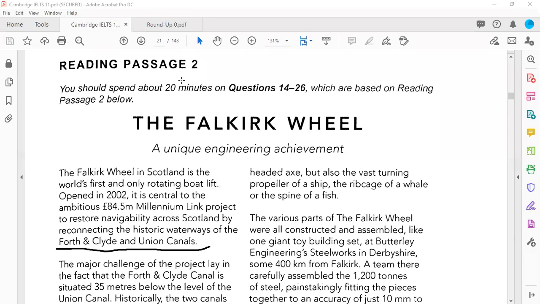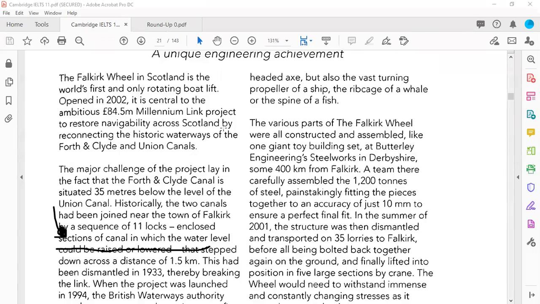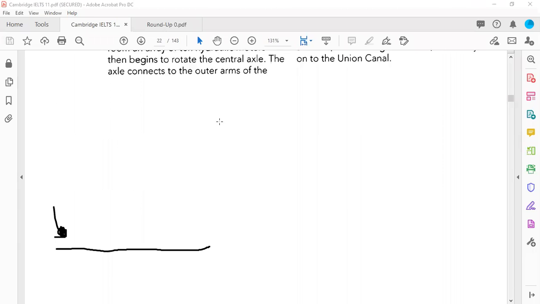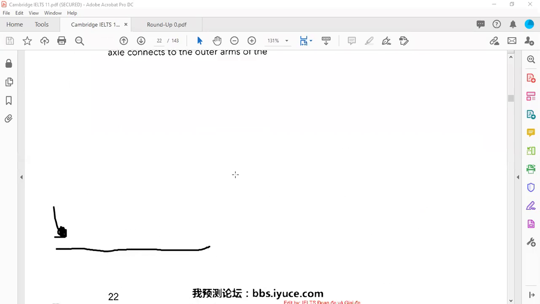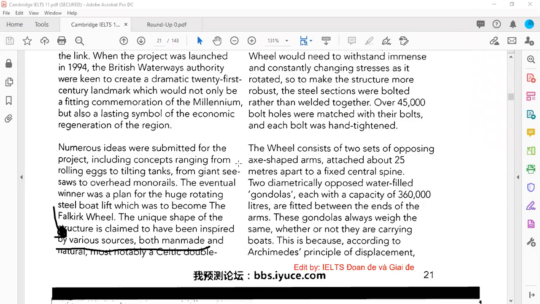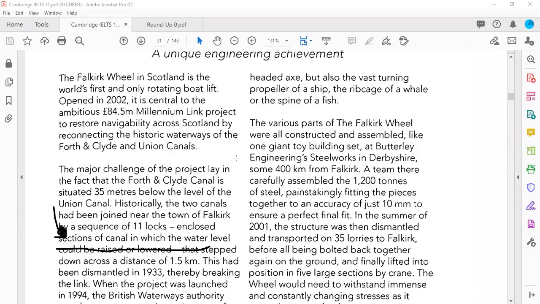Why do you say false? It's not connecting. They say reconnecting. Yes, they were connected before. They're not saying connecting, they're saying connecting them again, reconnecting. Very good. Well spotted. Next one. There was some opposition to the design. Some people opposed the design.